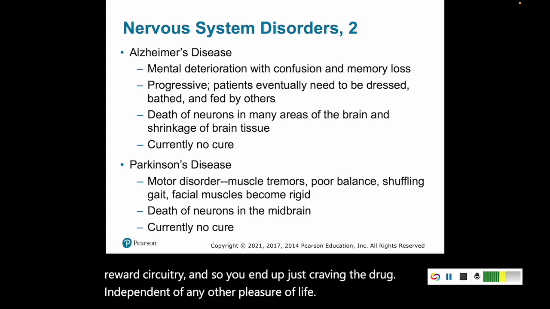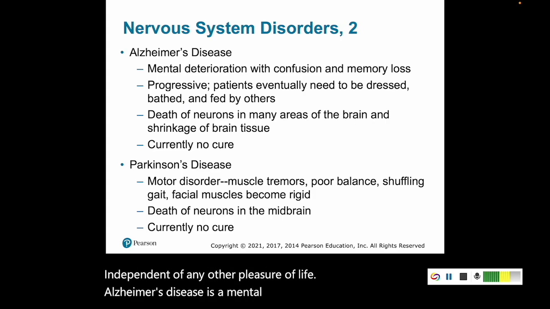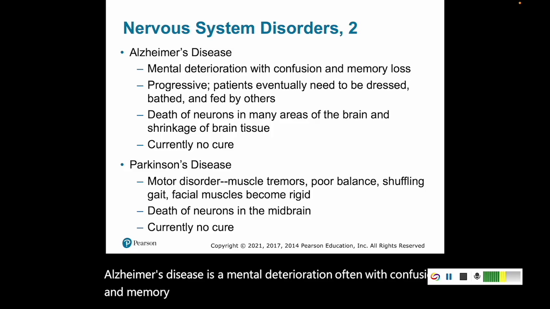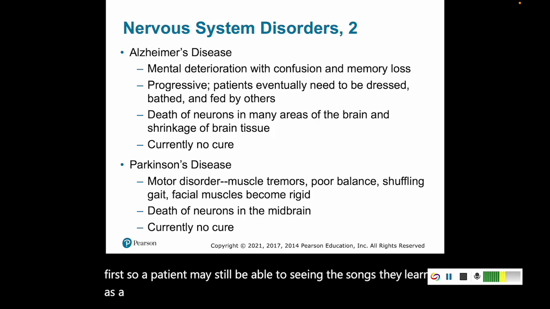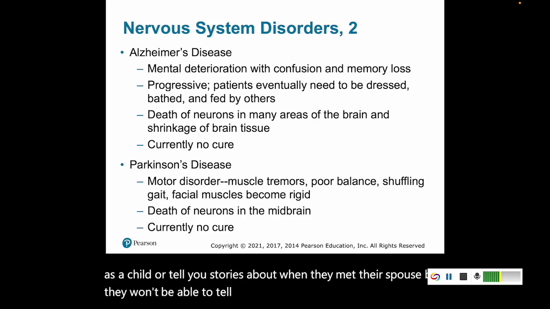Alzheimer's disease is a mental deterioration, often with confusion and memory loss. Typically, it is short-term memories that are lost first. So a patient may still be able to sing the songs they learned as a child or tell you stories about when they met their spouse, but they won't be able to tell you their children's names or tell you what they ate for breakfast that day.